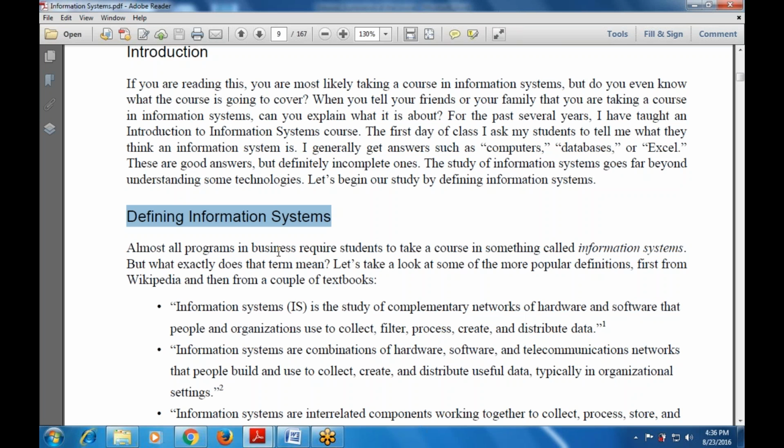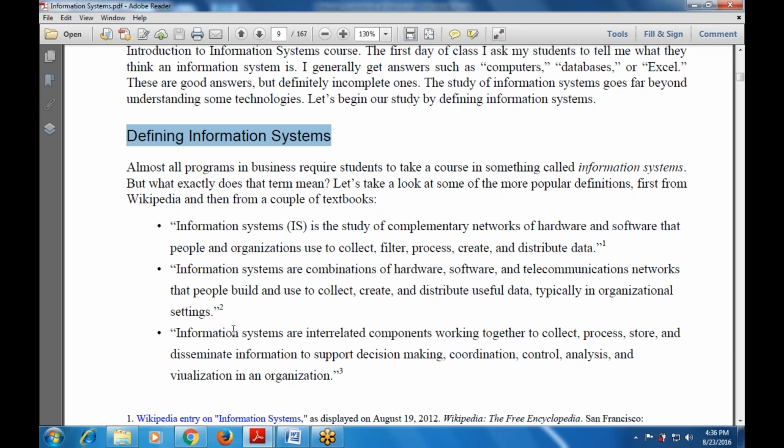So one is the IS, that is, how to filter and process. Then the next one is the combination of hardware, software and the network. Then information systems are interrelated components. That means everything is interlinked with each other in the information system, working together to collect, process, store and disseminate information to support decision making and coordination, control, analysis and visualization in any organization.